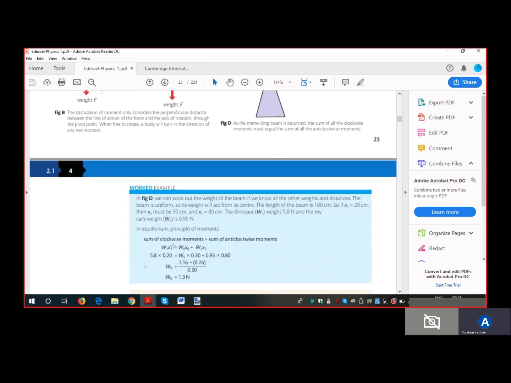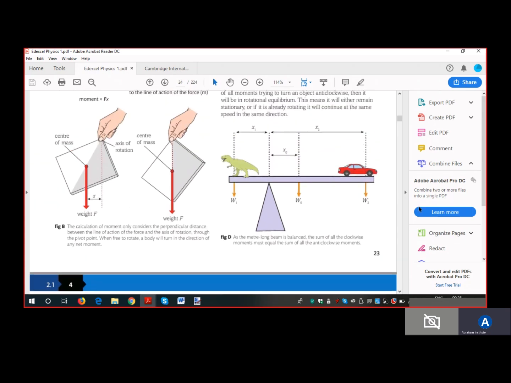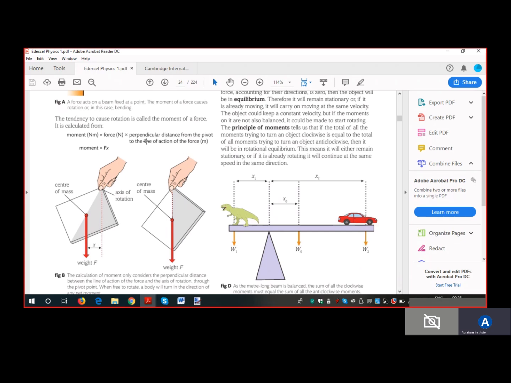So that's what they have here. Then the clockwise moment exerted by the car on the plank about this point is W2, the force, times the perpendicular distance from the pivot to the line of action of the force. That is the moment equation.